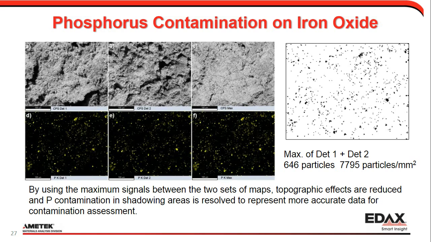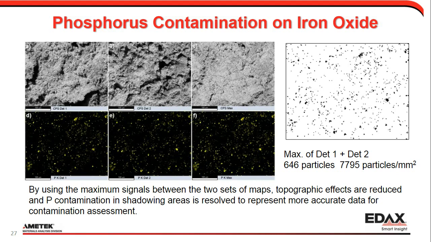And the same thing holds true for the phosphorus we show down the bottom. It's a little harder to see because you don't have the same uniform signal, it's more individual particles. And now if we look at how many particles we're seeing, we're at 7,795 particles per square millimeter. So that's a little more than 1,000 particles more compared to the detector we were looking at when we looked at just the individual detector maps. So that is a significant difference.